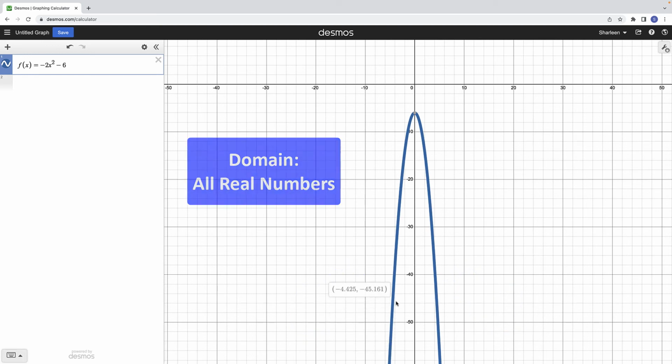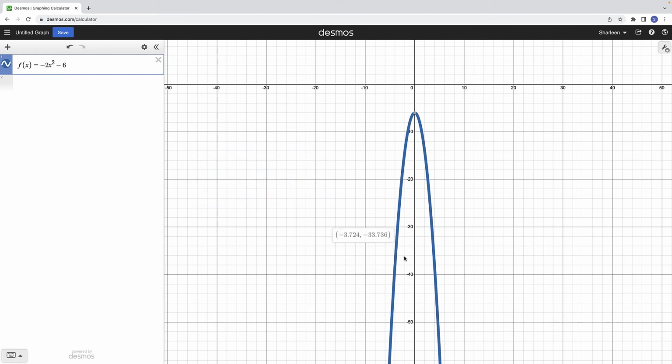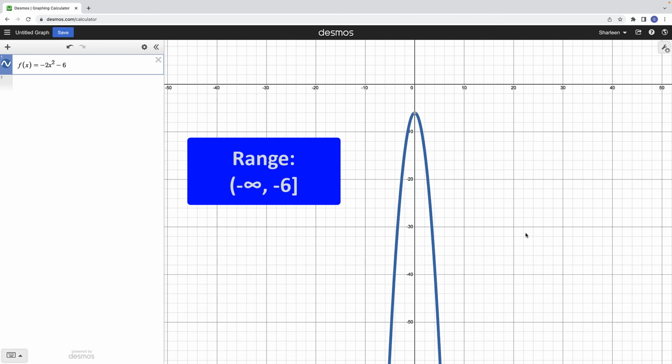As I trace this curve for the y values, all of the negative y values are a part of the range up to negative 6, which is the vertex, and then the curve turns the corner and goes back down again. So the range for this function is from negative infinity up to negative 6, including negative 6, since there is a solid dot on the graph at that point.